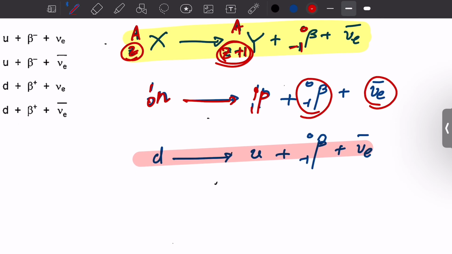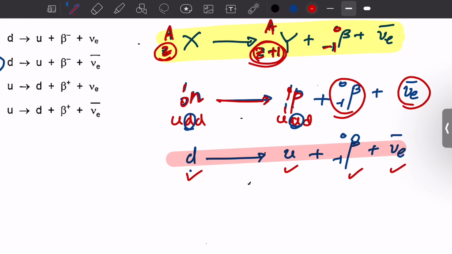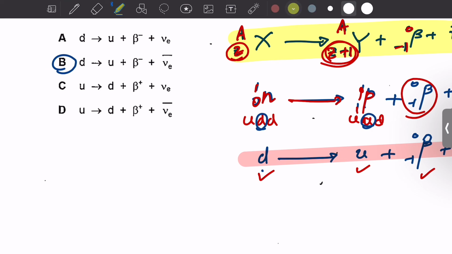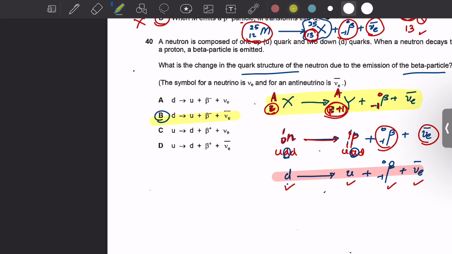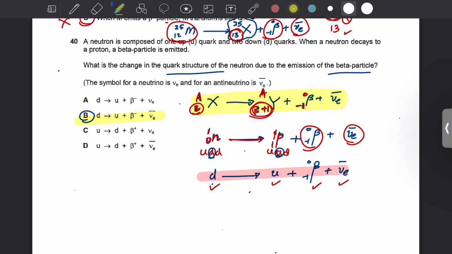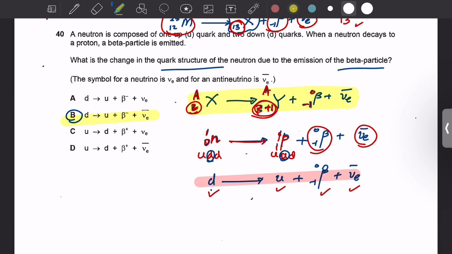Or you can say this is up, down, down, this is up, up, down. So the only change is a down quark changes into an up quark. So you can write this equation: down changes into up and beta minus and electron antineutrino. Answer is B. So these are my answers, and I'm pretty sure these are the marking scheme answers also.